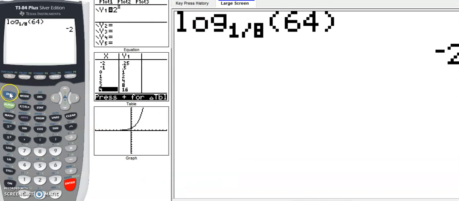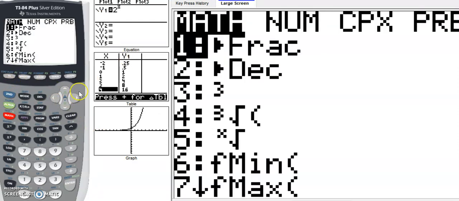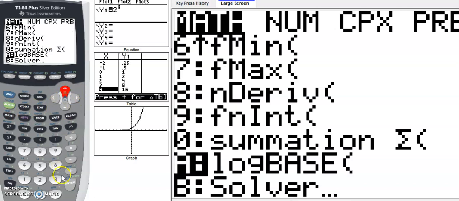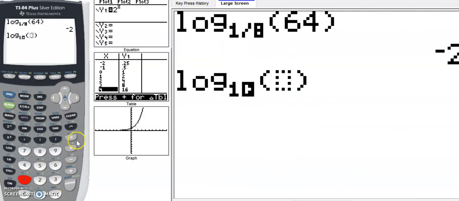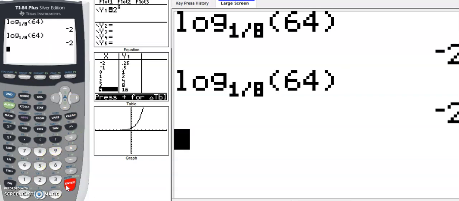And if you're confused on how I did that, here you can see my work. I went up to math, then log base, and then I did 1/8 of 64. Boom. And I got negative 2. Again, that should make sense because 1/8 to what power is 64? Well, 8 to the second power is 64, but since it's a fraction, we use the negative exponent, and bam, we get 64. Nice work, team.